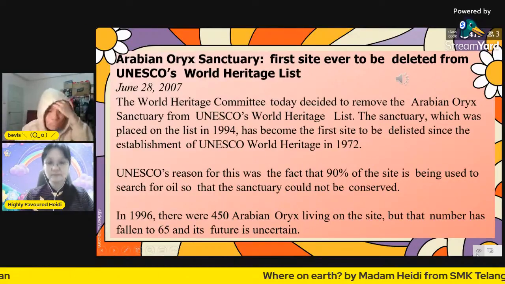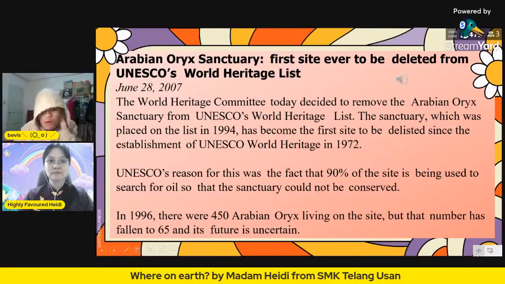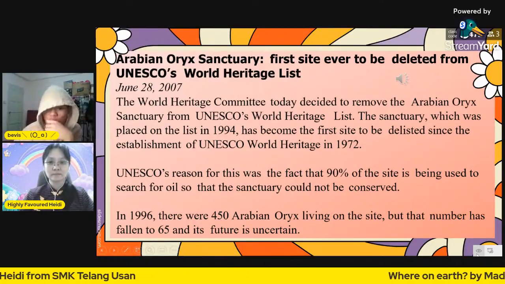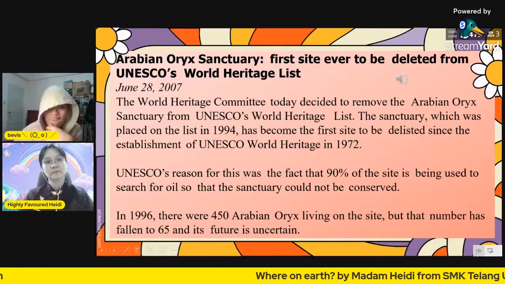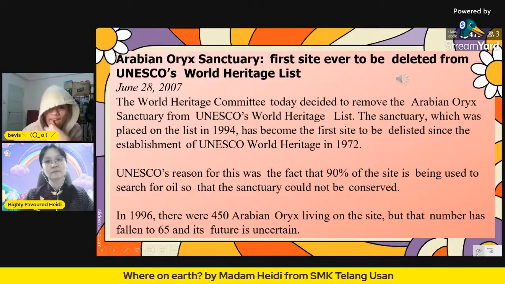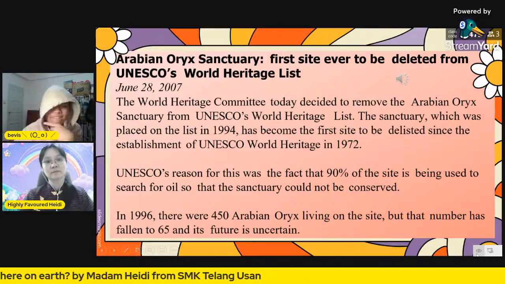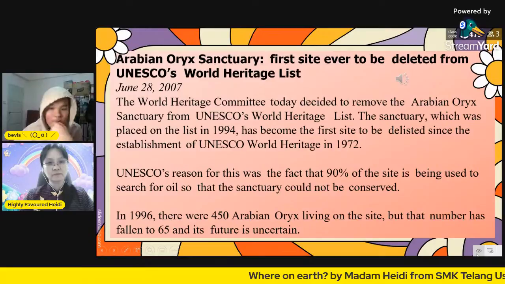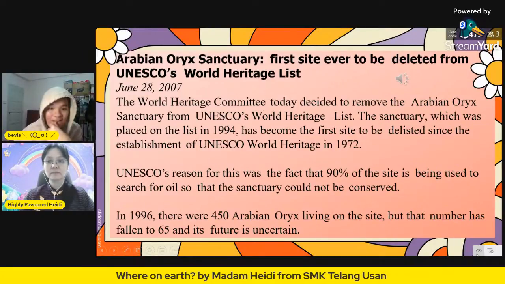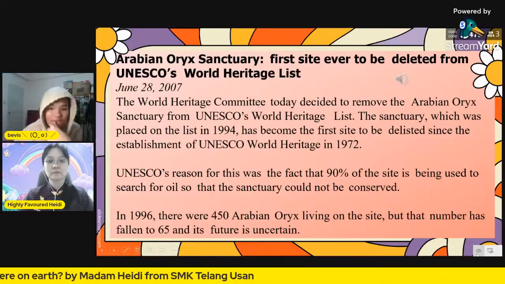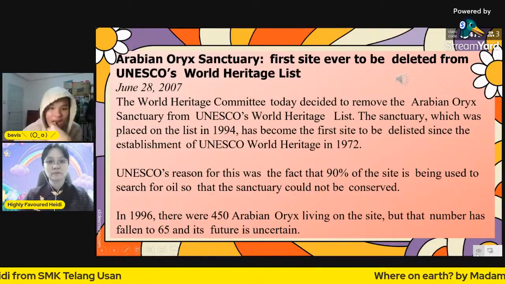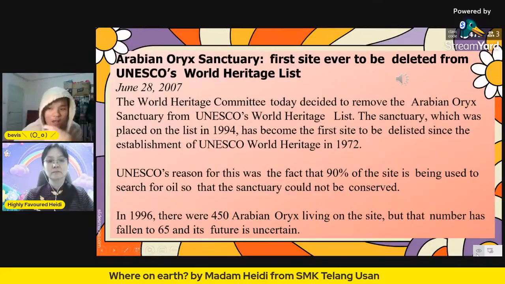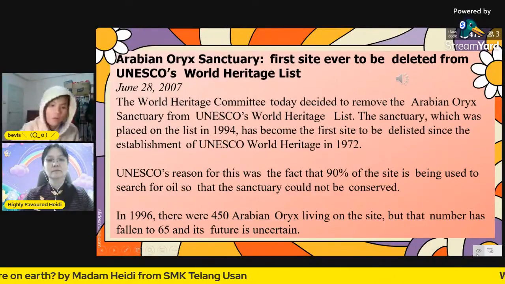June the 28th, 2007. The World Heritage Committee today decided to remove the Arabian Oryx Sanctuary from UNESCO's World Heritage List. The sanctuary, which was placed on the list in 1994, has become the first site to be delisted since the establishment of UNESCO World Heritage in 1972. UNESCO's reason for this was the fact that 90% of the site is being used to search for oil, so that the sanctuary could not be conserved. In 1996, there were 450 Arabian oryx living on the site, but that number has fallen to 65. And its future is uncertain.